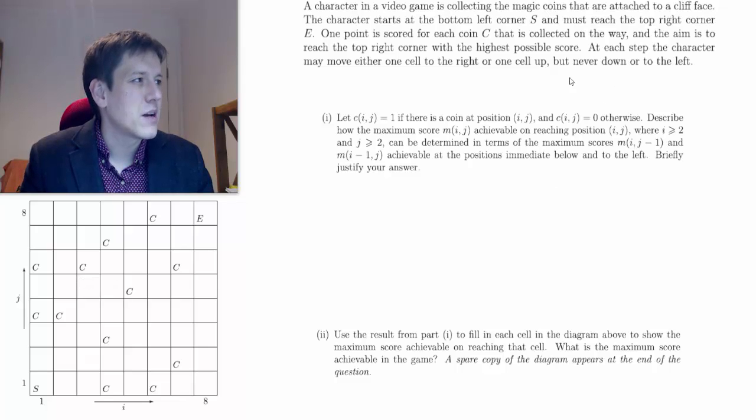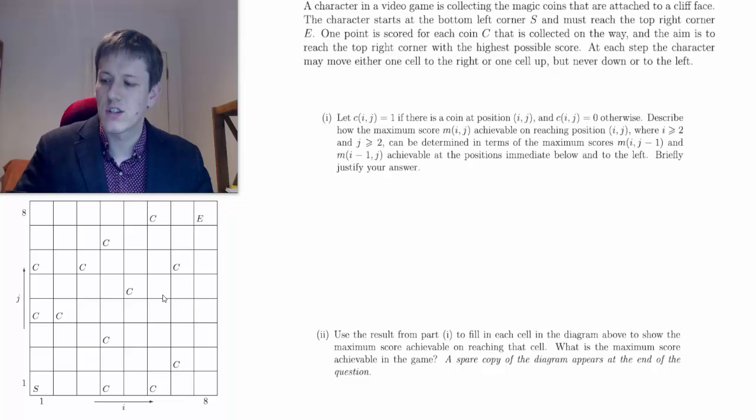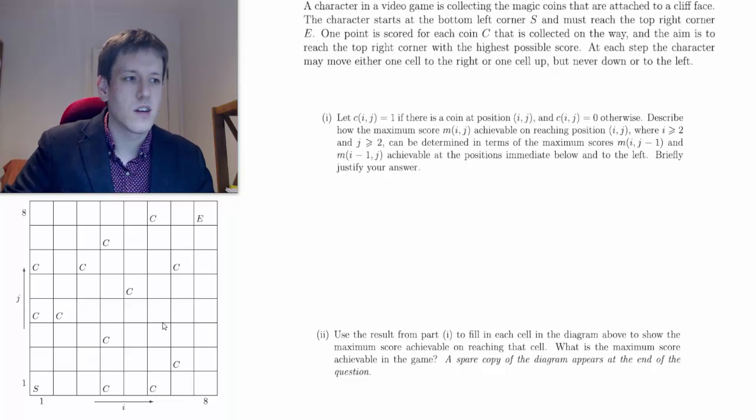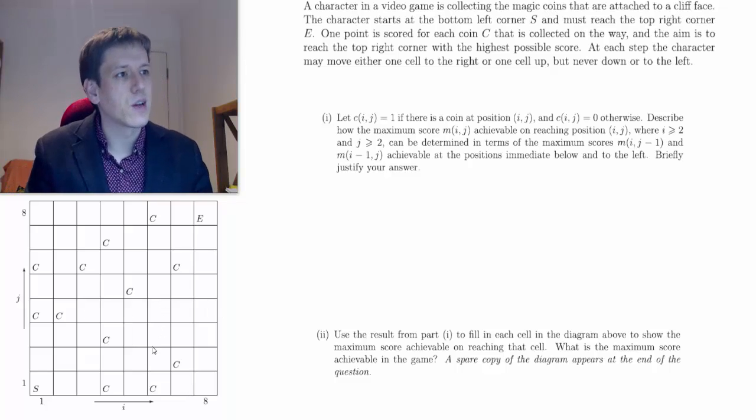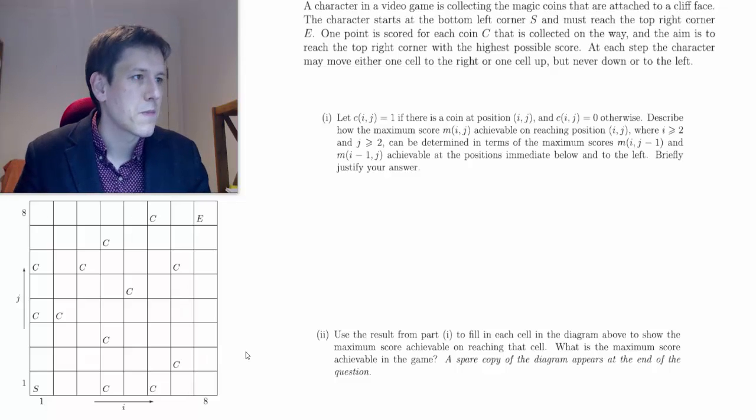And it says that each step the character can move either one cell to the right or one cell up. That's our key restriction here really, which is that we can only go up and right, we can never go left or down, otherwise we could just collect all the coins. It says at each step the character moves one right or one up, but never down or to the left.